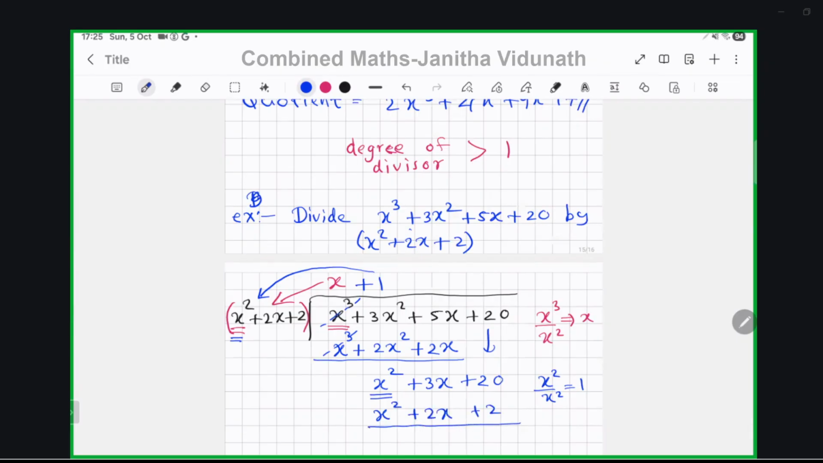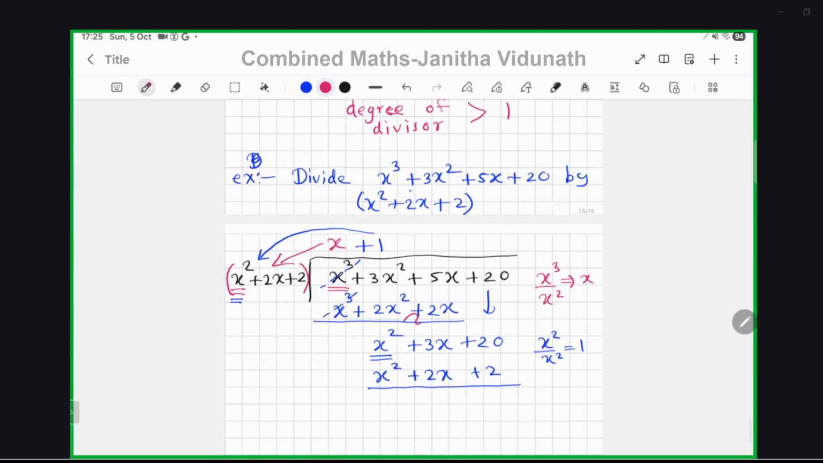Now we need to subtract those terms. Then these two terms are cancelled out. 3x minus 2x is x. 20 minus 2 is 18.